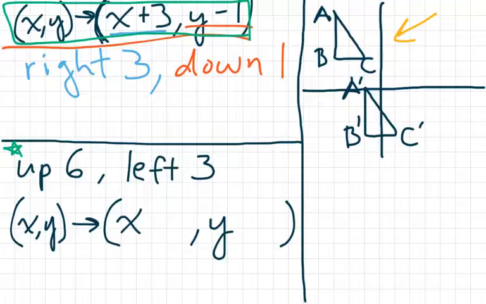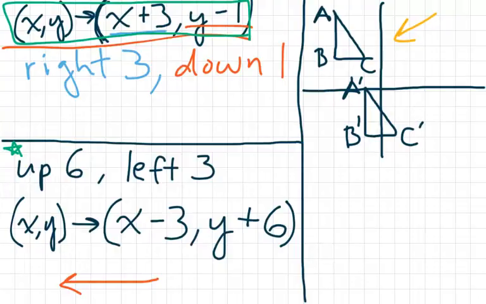Okay, so for this first one here, the first thing I say is up 6. So moving up 6 would be adding 6 to the y. Then we go left 3. Now, left on the x and y is subtracting from the x. So it should be x minus 3. So both of those are saying the same thing. Okay, now let's look at our other example here.